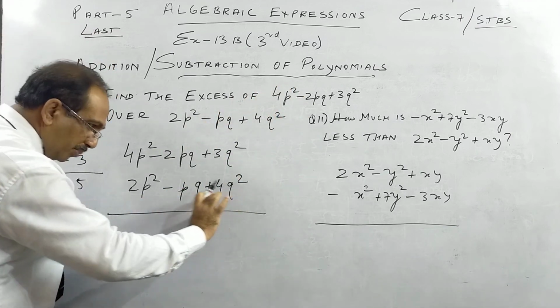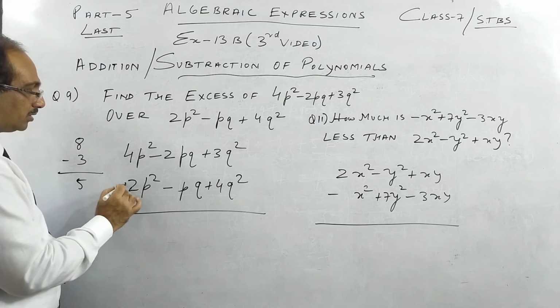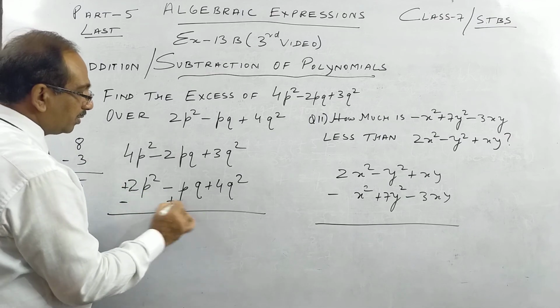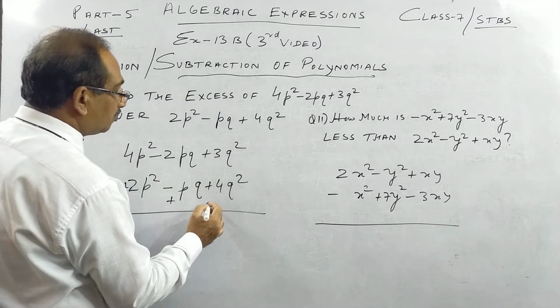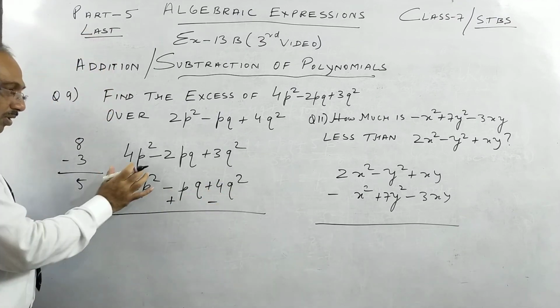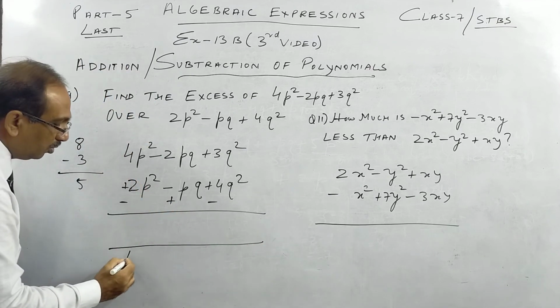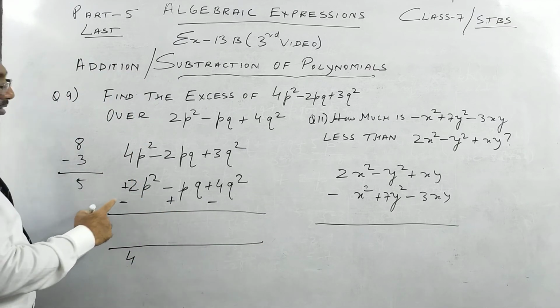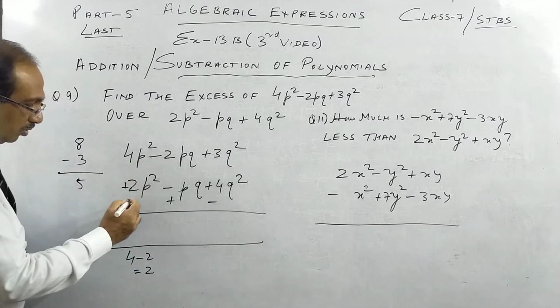Leave a little gap here always, children. So this is plus, nothing is there, minus. This minus becomes plus. Just the opposite sign we do, and this plus becomes minus. So what we do, plus 4, draw a line, plus 4 minus 2, what do we get? 2. 4 minus 2 is 2.